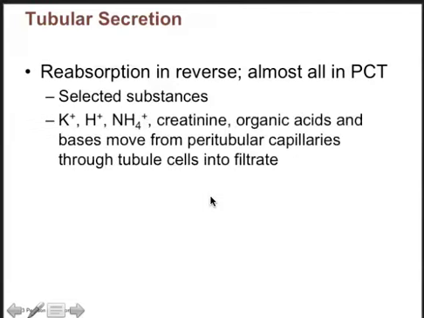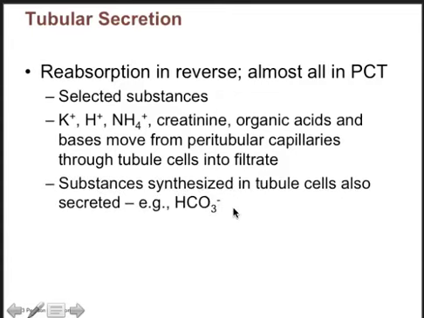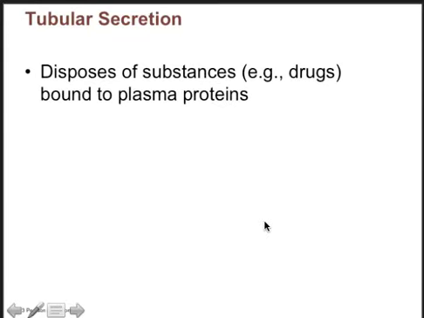Selected substances such as potassium, protons, and ammonium, as well as creatinine, organic acids, and bases, move from the peritubular capillaries through the tubule cells and into the filtrate. Substances that are synthesized in the tubule cells are also secreted, such as bicarbonate. And this is one of the ways that we control blood pH, by controlling the acidity or the alkalinity of the urine. We keep the blood pH within that nice range between 7.35 and 7.45.